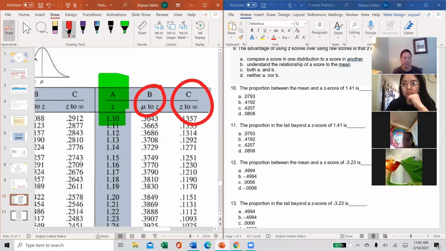Now here's how I try to help everyone tie things together like this. See this phrase here? The proportion in the tail beyond a z-score. Think of Buzz Lightyear. What does he always say? To infinity and beyond. So whenever you see beyond, think of Buzz Lightyear, and here we have it, from the z to infinity. So to infinity and beyond, in the tail, is C column.